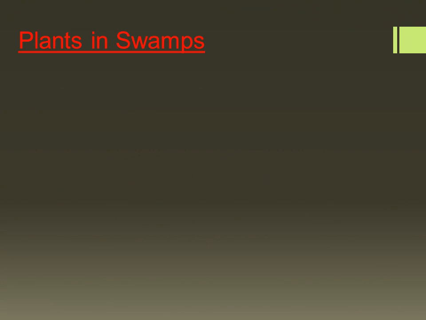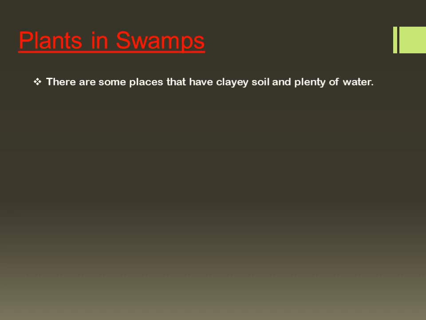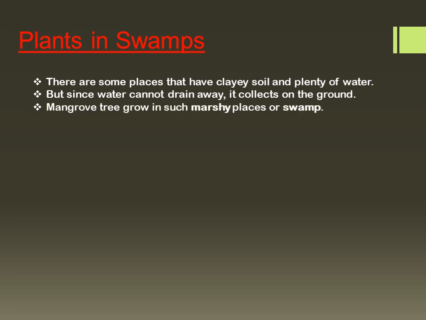Now, let us move ahead and learn about the plants that grow in the swamps. There are some places that have clayey soil and plenty of water. These areas are mostly waterlogged. Since the water cannot drain away, it collects on the ground. Because of the clayey nature of the soil in the swamps, the water cannot drain in. That's how it gets collected only on the ground.